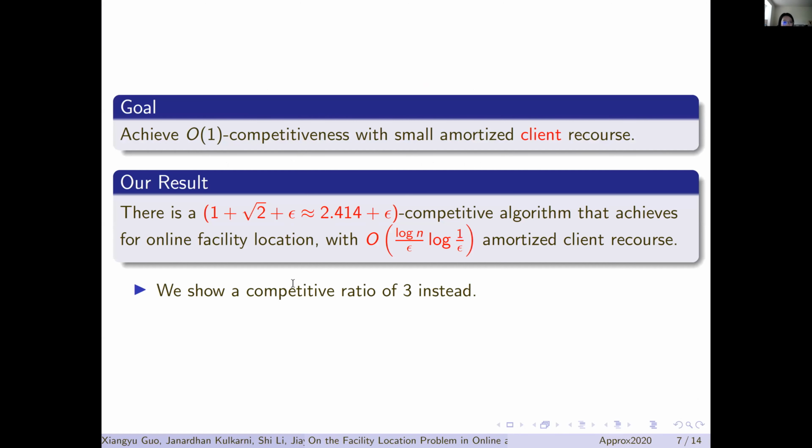Our result is a 1 plus square root of 2 plus epsilon competitive algorithm for online facility location with O(log n) amortized client recourse. Here we are going to show the algorithm for competitive ratio 3 instead, to keep it simple.